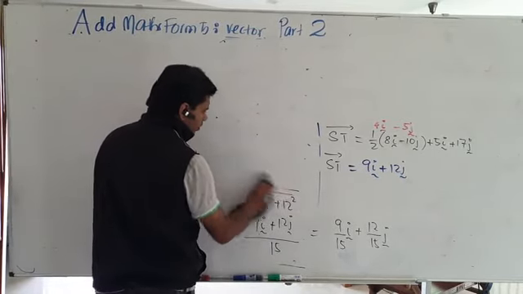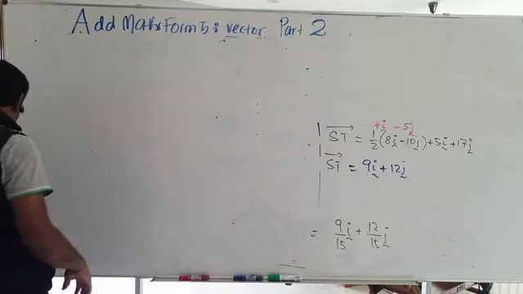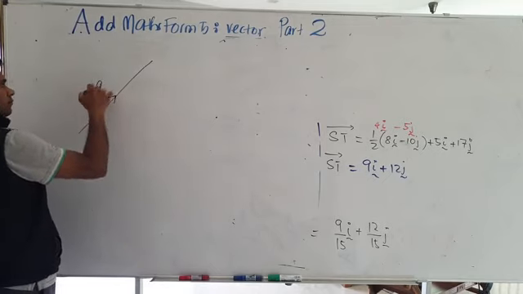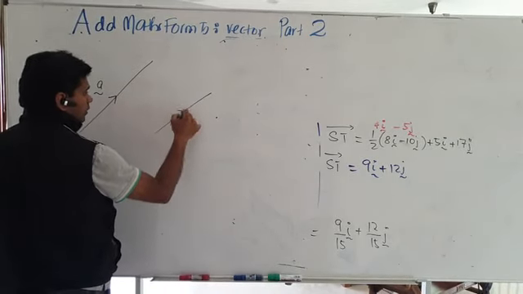So what are parallel and collinear vectors? Let's take a look at this. Supposing you have a vector like this A, and then you have another vector called B.